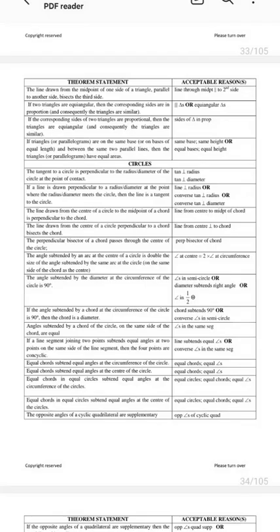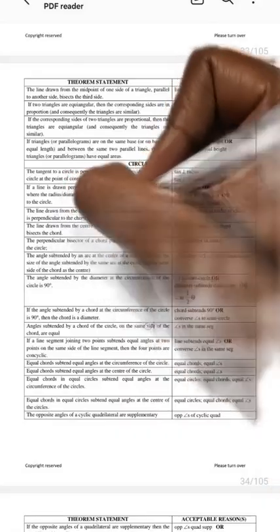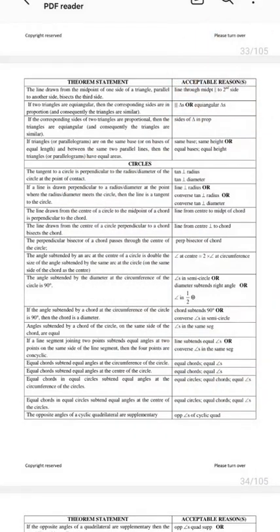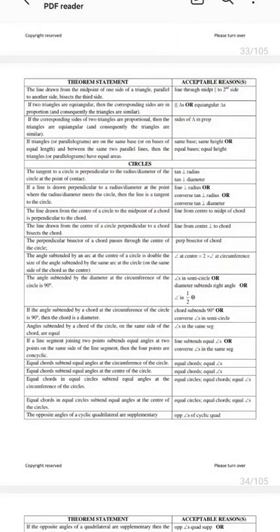It's there. Equal chords subtend equal angles at the circumference of the circle. So this one, acceptable reason: equal chords; equal angles. That is our acceptable reason. Look at the other one. Equal chords subtend equal angles at the center of the circle.